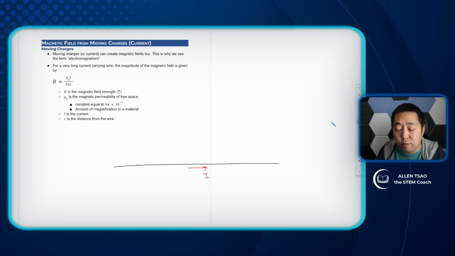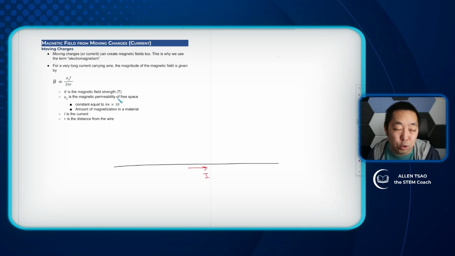Okay, and let's go through all the variables. So B is the magnetic field, measured in Teslas. Mu naught is a constant. It's called the magnetic permeability of free space. Magnetic permeability generally refers to how easily something is magnetized, and free space means in a vacuum. So this is the magnetic permeability in a vacuum.